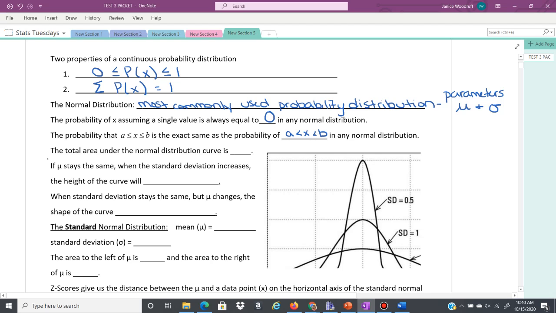The total area under the curve is going to be 1. It will always be 1. Total area under the curve. Okay, if the mean stays the same, when the standard deviation increases, the height of the curve will flatten. That's what we just looked at with this picture over here.